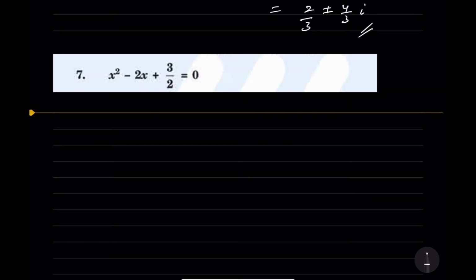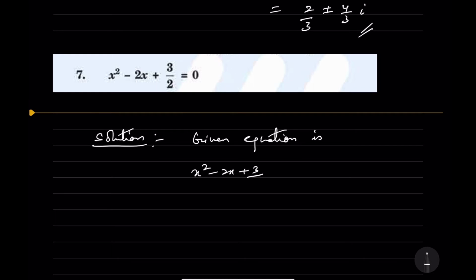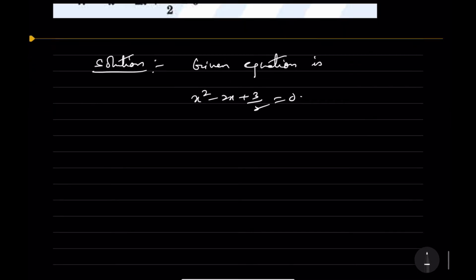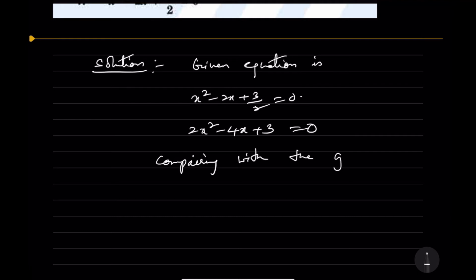Given equation is, solution, given equation is x square minus 2x plus 3 by 2 is equal to 0. Now if you take LCM here, you will be getting 2x square minus 4x plus 3 is equal to 0. Comparing with the general form, a is equal to 2, b is equal to minus 4, c is equal to 3.